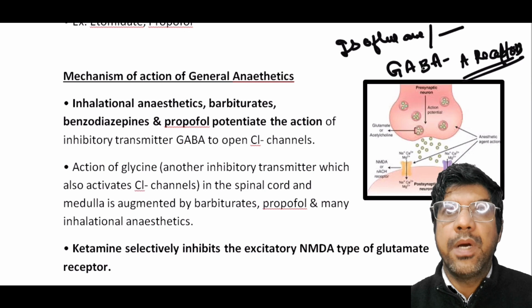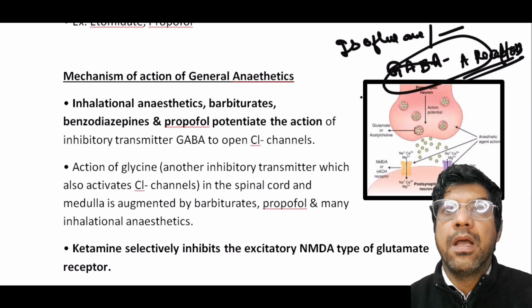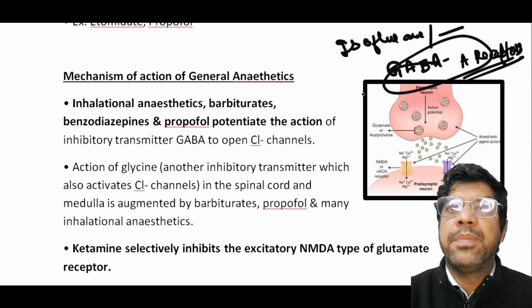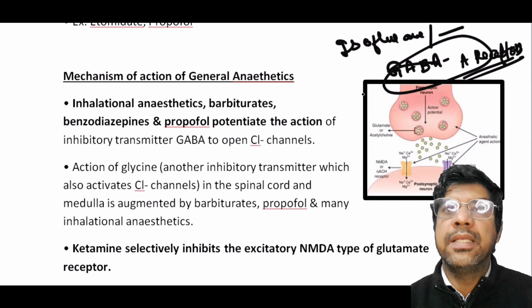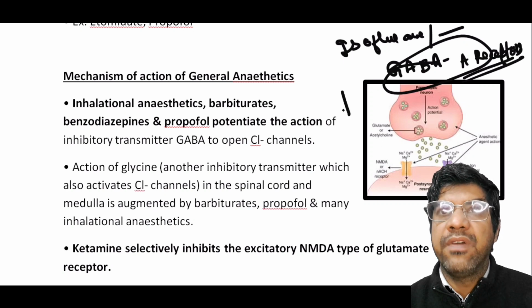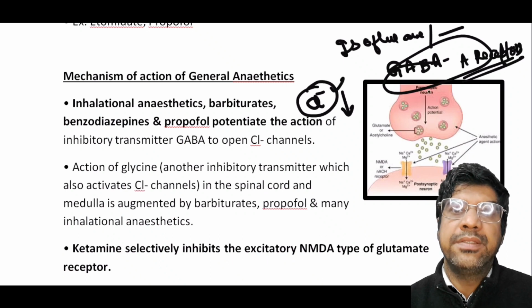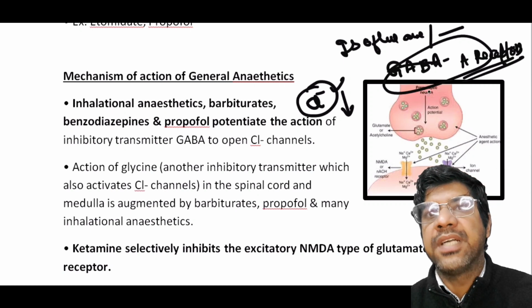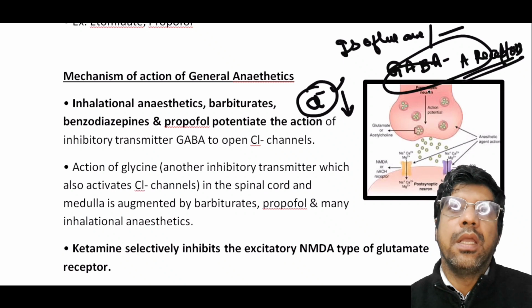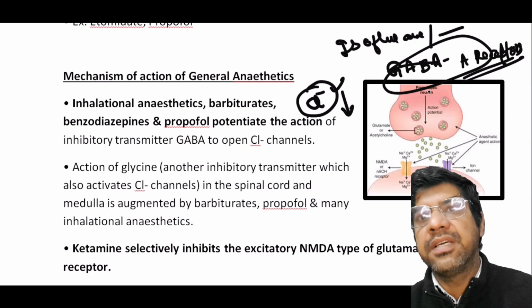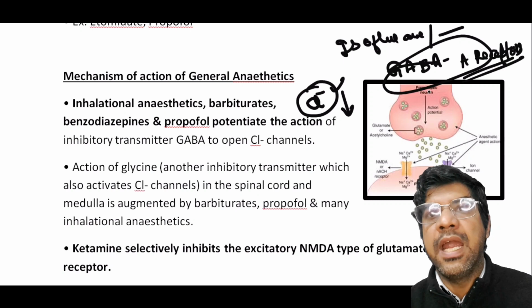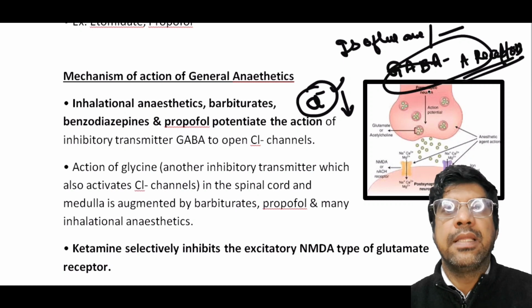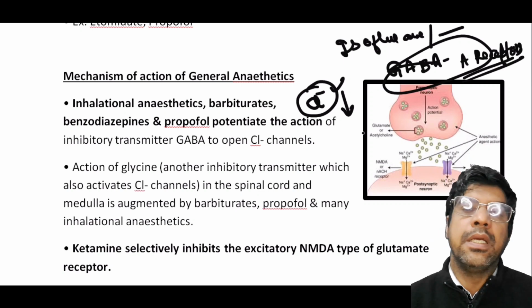So remember, these GABA A receptors are ligand gated chloride channels. When GABA binds to these receptors, it opens the chloride channel, which leads to influx of chloride. That hyperpolarizes the cell membrane, making it more resistant to excitation. So remember, the inhalation agents enhance the effect of GABA by increasing the duration and frequency of the channel opening, and that is why they enhance the inhibitory response.